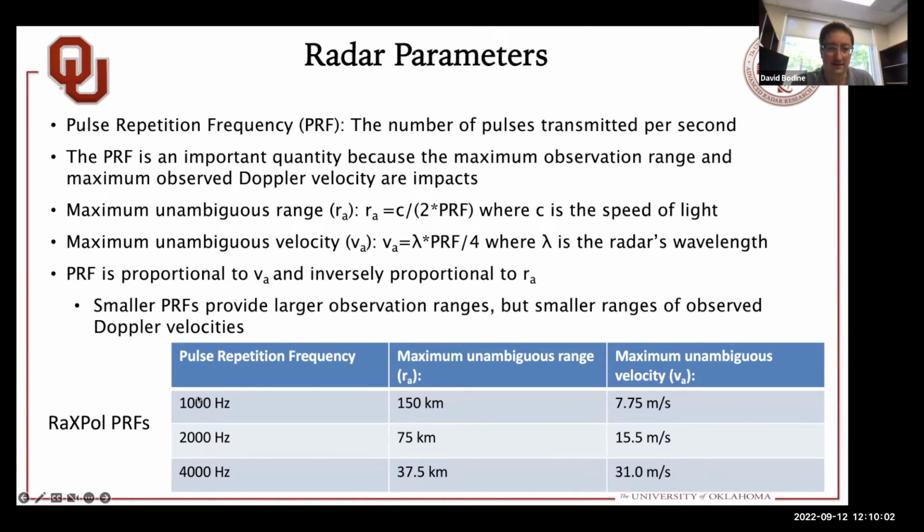And you can see that here. These are some of the RaXPol's PRFs. So if you go to a high PRF, you can only see out to maybe 37 kilometers, but you get great velocity range. So you can basically observe any velocities you might see in a sea breeze thunderstorm. Whereas if you try to see out really far, your velocity range of 7 meters per second might not even capture winds well that are common in a typical wind profile, even in a relatively low shear environment.